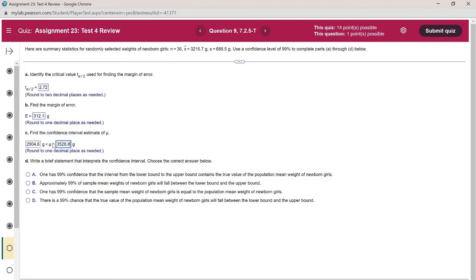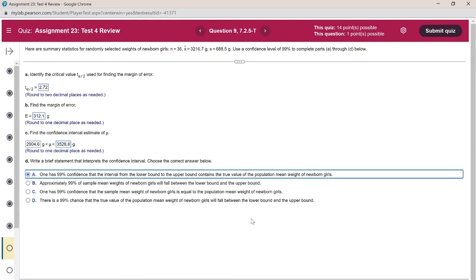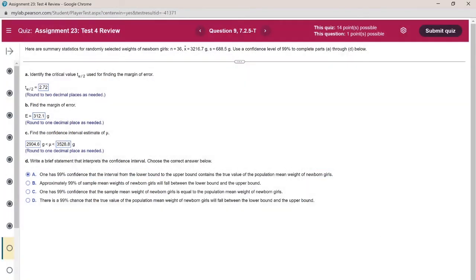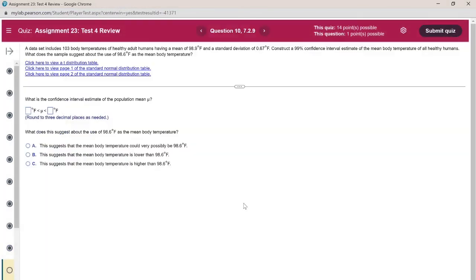And based on this information, we can say one has 99% confidence that the interval from the lower bound to the upper bound contains the true value of the population mean weight of newborn girls. So this is the weight of newborn girls. This is the meaning of 99% confidence. Okay, let's go to the next problem.